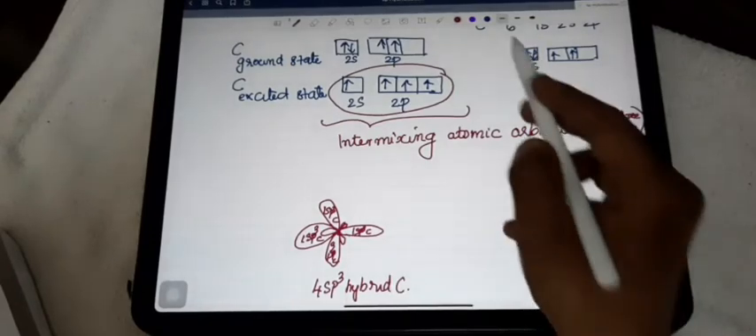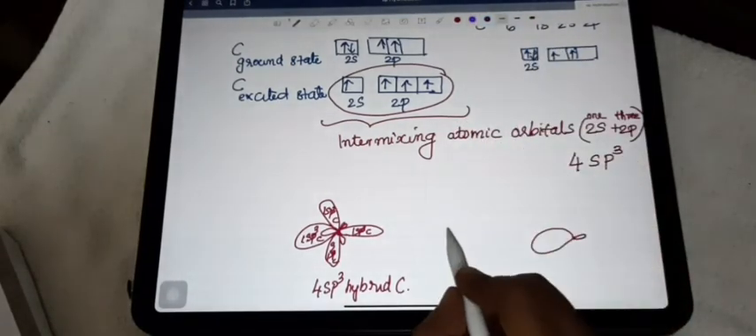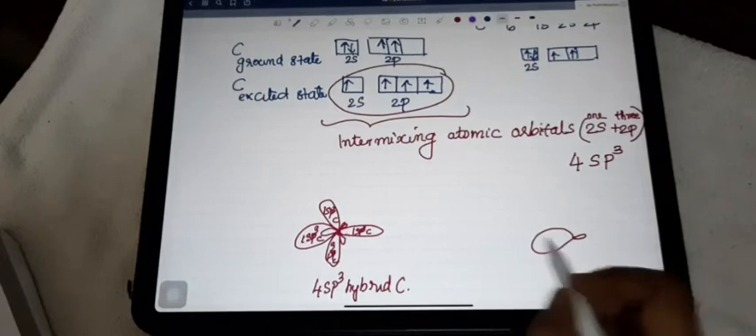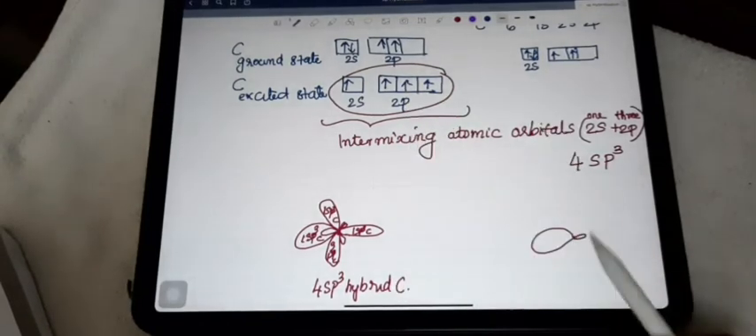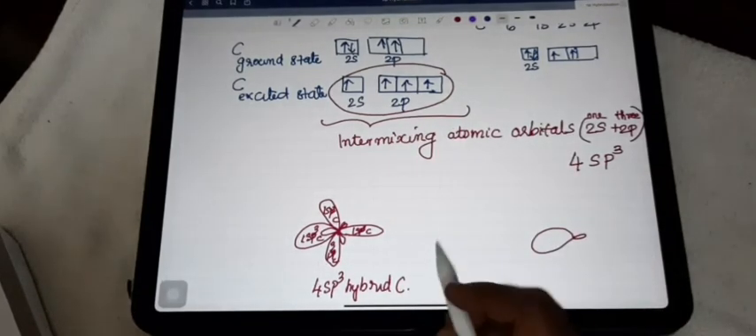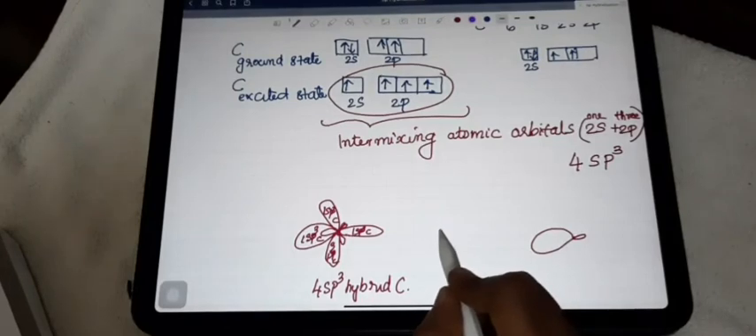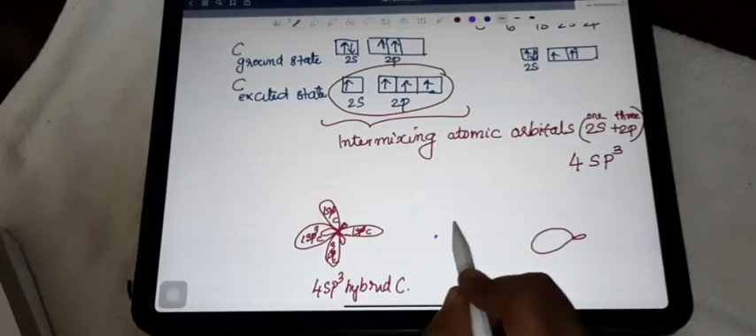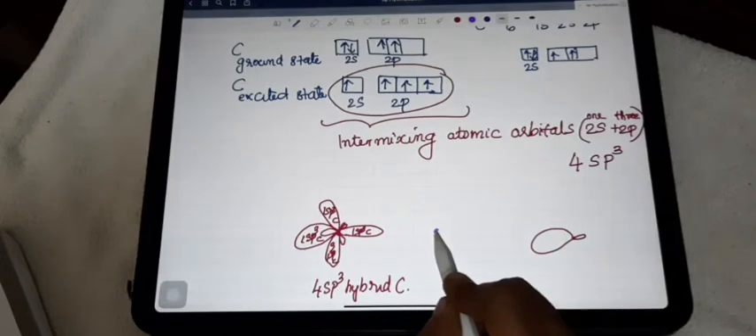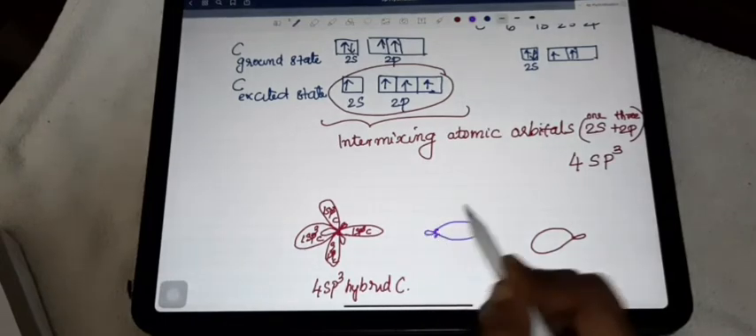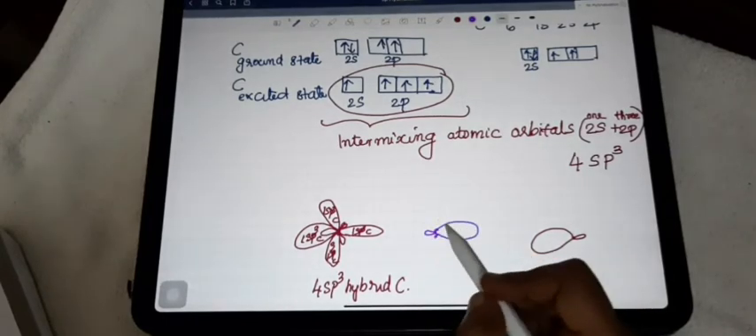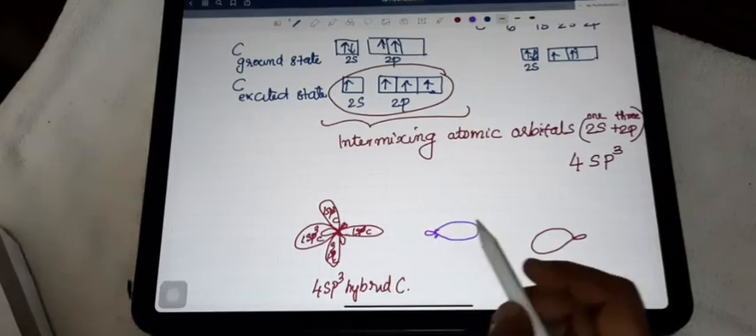Okay, next carbon's hybrid orbitals we can draw now. So what is the next carbon's case? The next carbon also, I told you, the same situation will come. So it will have sp3 hybrid orbitals. Just imagine this is the next carbon. Draw the 4 hybrid orbitals. For your easy understanding only, I used different colors.